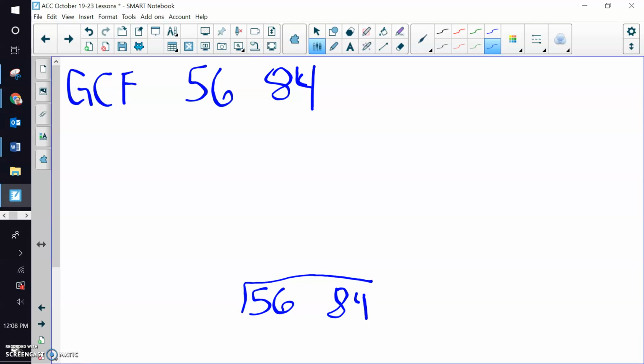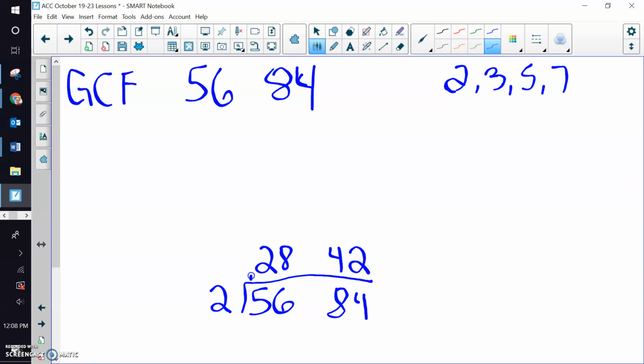You can divide, and then remember we're going to start thinking of prime numbers in our head. Here we go. So can they be divided by 2? Yes. And again, you may need to go off to the side and do division to find out what the answer is. It's okay. All right, next step.